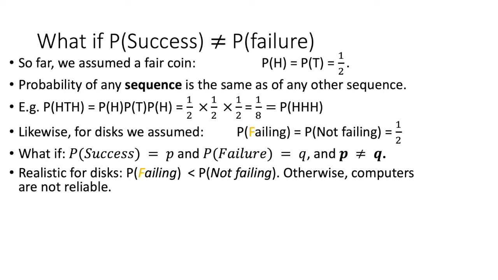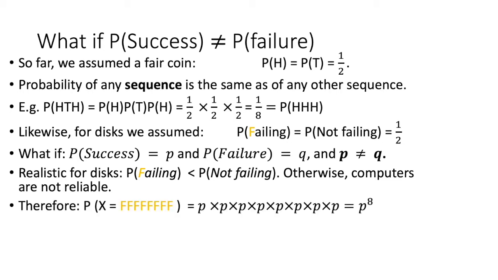Think about it. If your hard disk had a 50% chance of failure over a small period of time, computers won't be reliable at all. So realistically, the probability of disk failure is less than the probability of disk not failing. Now, probabilities of each sequence are not identical anymore.